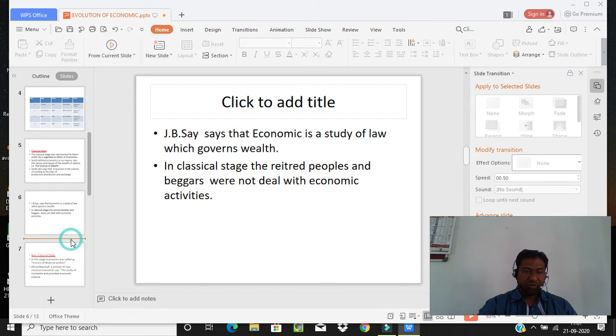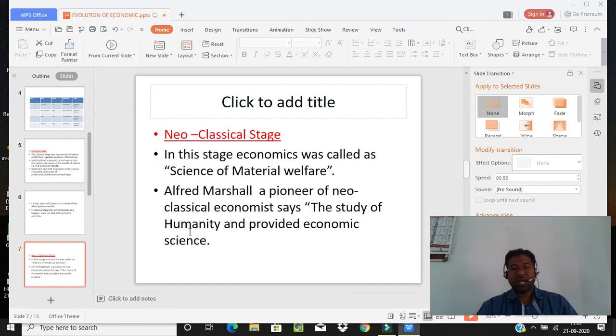Now we will go for the next stage, that is the neoclassical stage. In this stage, economics was called the science of material welfare. Alfred Marshall, a pioneer of neoclassical economics, says economics is the study of humanity. That means here in the neoclassical stage, he focused on humanity. Whatever natural resources there are, they should be utilized properly by human beings or mankind. Then only it will work.